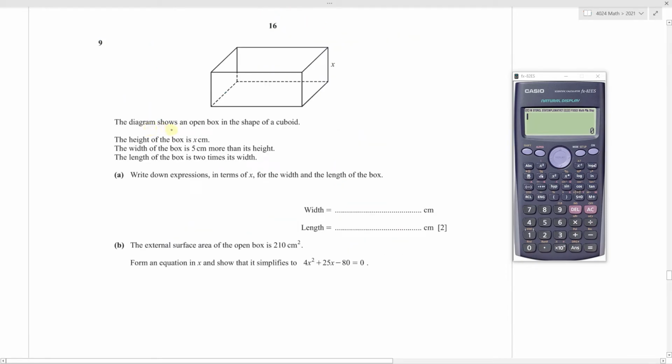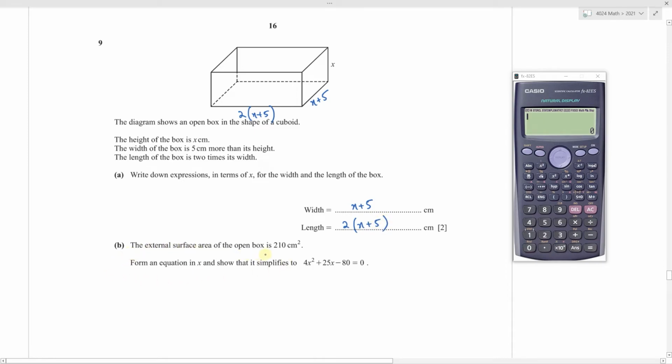Question number 9. The diagram shows an open box in the shape of a cuboid. The height of the box is x. The width of the box is 5 centimeter more than its height. So if its height is x, width is 5 more. So this will be x plus 5. And the length of the box is 2 times its width. So your length here is 2 times the width, which is x plus 5. Write down expression in terms of x for the width and length of the box. So your width is x plus 5 and length is twice of that. So this is 2 times x plus 5.